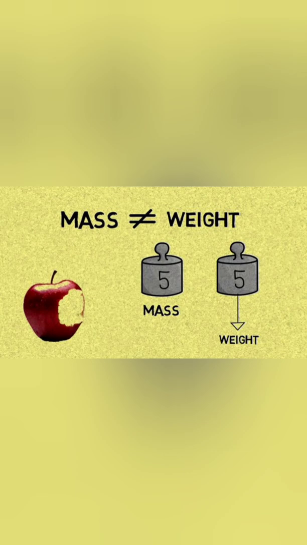The force of the earth's gravity on an object depends on the mass of the object. We call this force the object's weight. Thus, the weight of an object is the force of earth's gravity acting on it. Since weight is a force, its SI unit is Newton, the unit of force.